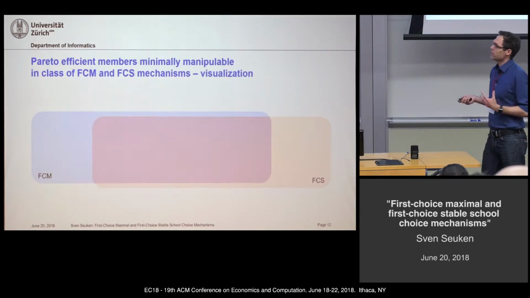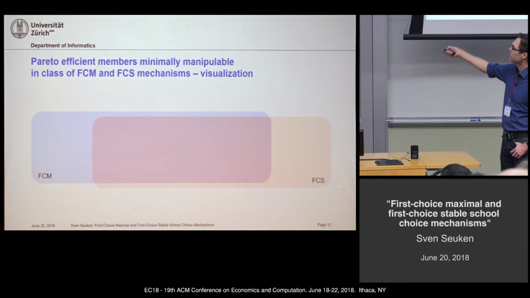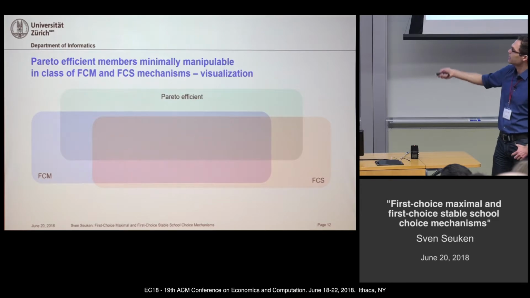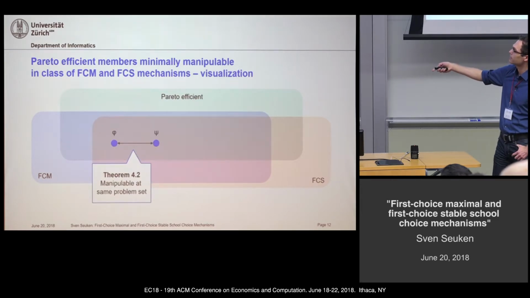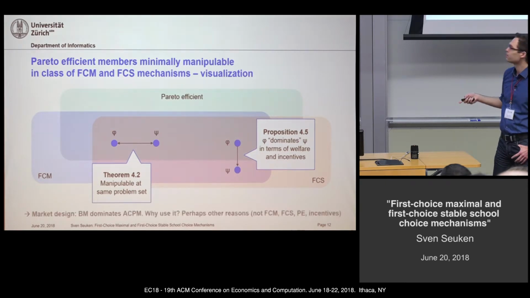So here's a visualization of these two incentive results. If you have here the class of all first choice maximal mechanisms, here the class of all first choice stable mechanisms, and here the class of all Pareto efficient mechanisms. The first theorem said that within this set, all mechanisms are as manipulable as each other. And if you have a mechanism in this set that is not Pareto efficient, you can find one that dominates this one in terms of welfare and incentives.